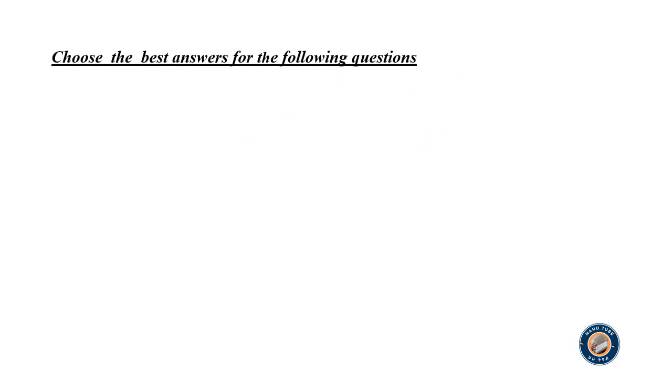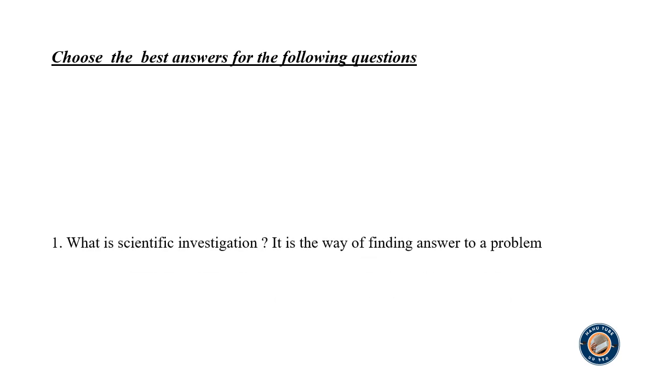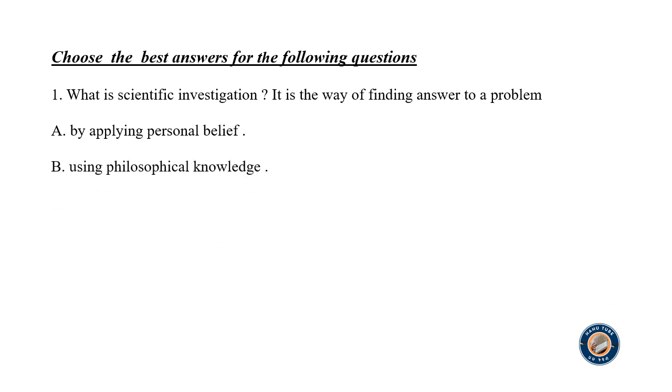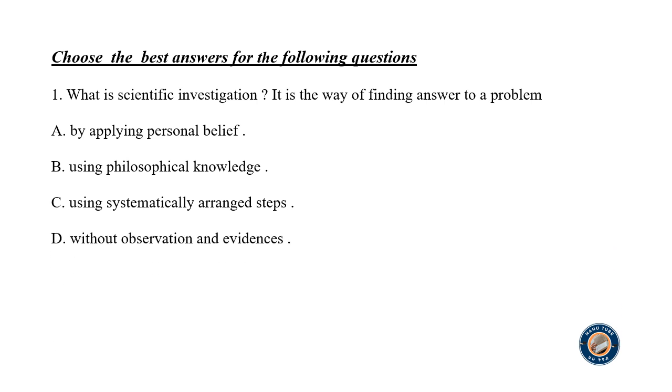Choose the best answers for the following questions. Question number 1. What is scientific investigation? It's the way of finding answers to a problem. A. By applying personal belief. B. Using philosophical knowledge. C. Using systematically arranged steps. D. Without observation and evidence.